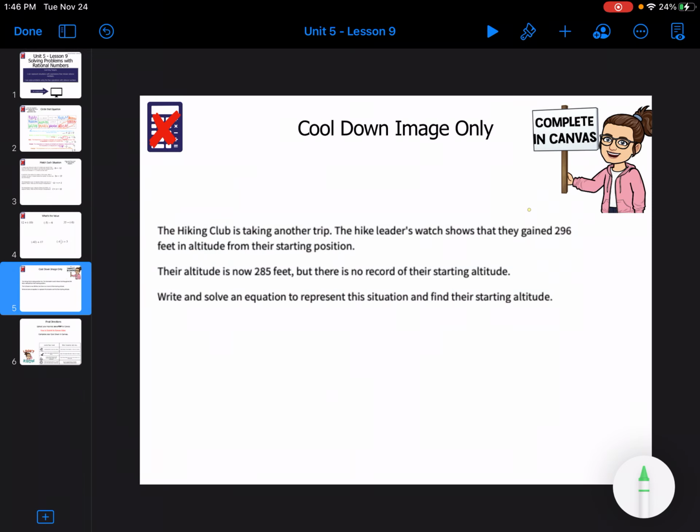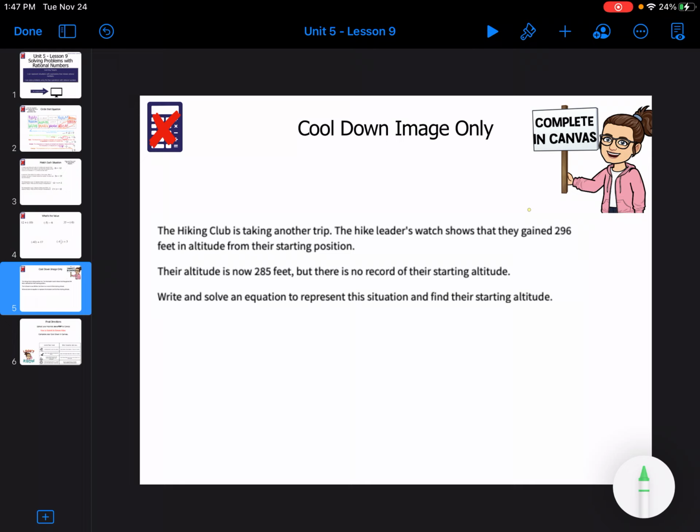All right, so now you're going to go ahead and talk about altitude. So the hiking club is taking another trip. The hike leaders' watch shows that they gained 296 feet in altitude from their starting point. Their altitude is now 285 feet, but there is no record of their starting altitude. Write an equation and solve the situation to find their starting altitude.